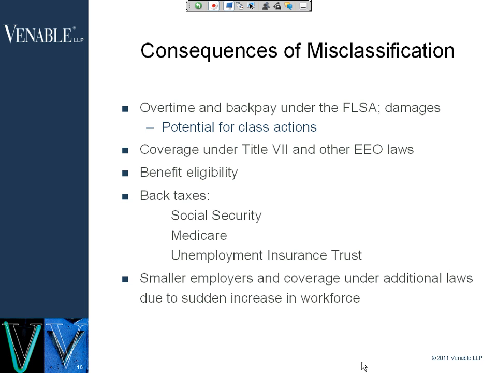So again, it's another area where, although I see many people tend to focus on the tax implications, it's really the benefits implications where the real dollars can add up here.